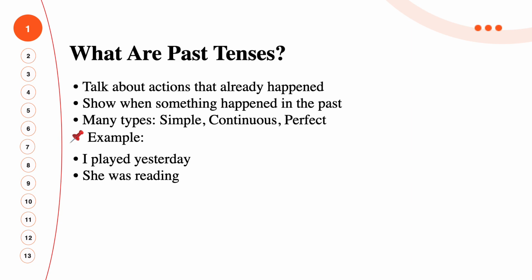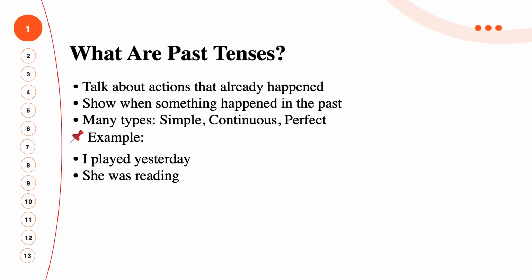So, you say something about the actions which you or someone else has already done, or show something that has happened in the past. The types of past tense are simple, continuous, and perfect. Examples: I played yesterday. She was reading.